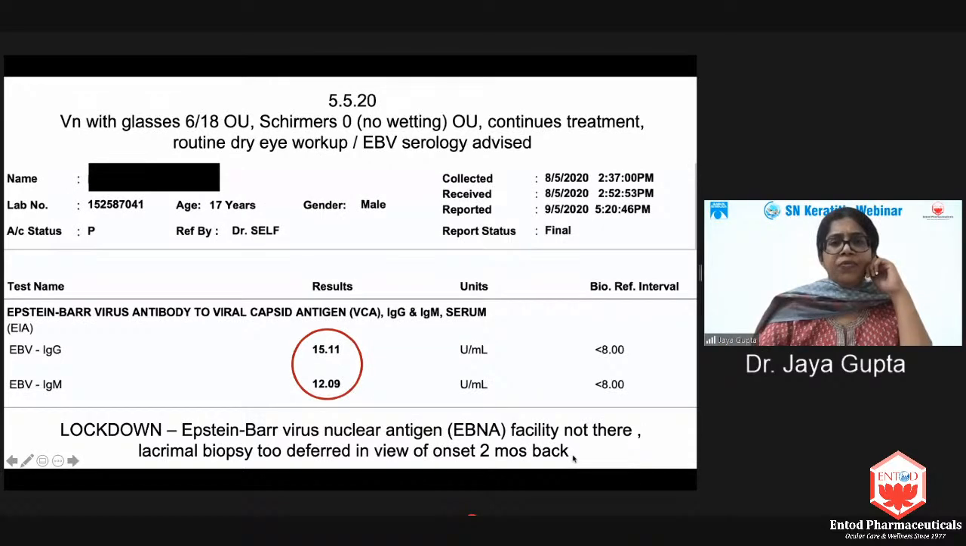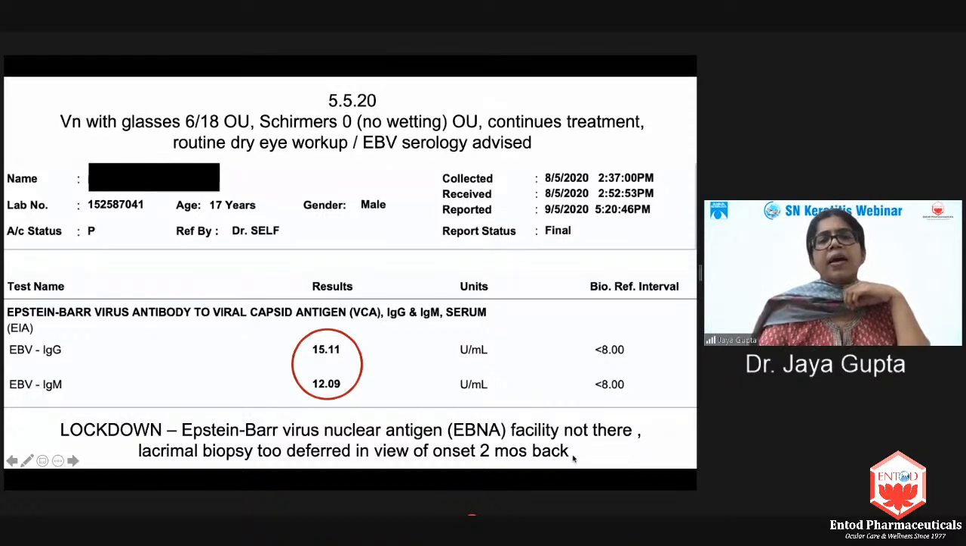I examined him on 5th May. Vision then with glasses was 6/18. The Schirmer's was 0, no wetting. He continued with the treatment. A routine dry eye workup was done, and I also got an Epstein-Barr virus serology done.